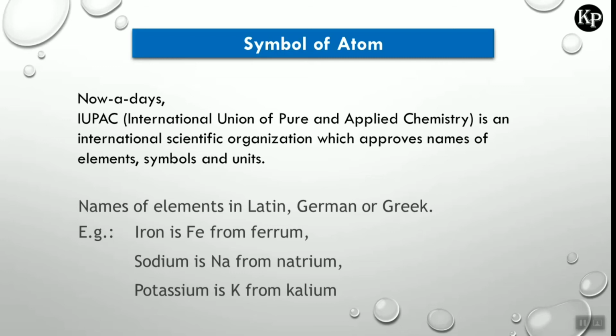Some of the elements are taken from Latin, German and Greek words. For example, iron is taken from ferrum, that is Fe, sodium Na is given from natrium, and potassium K from kalium. But nowadays, IUPAC, the International Union of Pure and Applied Chemistry, an international scientific organization, approves the names of elements, symbols, and units.